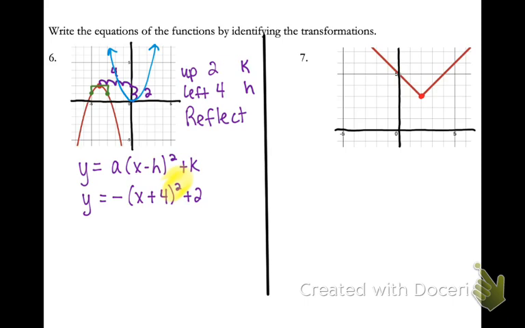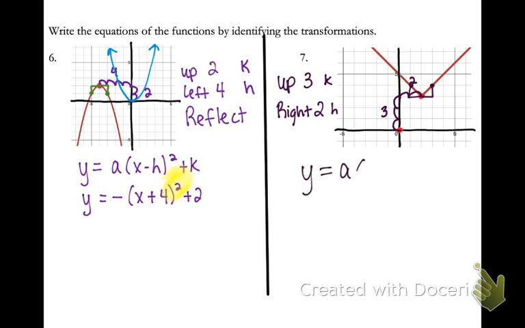Problem 7, I went ahead and drew my x and y axis on there better so that I could see where my origin was. And we're going to see how much we went up and over from the origin. So let's see, we moved up 3 and right 2. So those will be our h and our k values. We didn't reflect because the graph is still pointing up. And there aren't any stretching or compressing going on because on each side it's just over 1, up 1, box on each side. So now we are ready to write our equation.